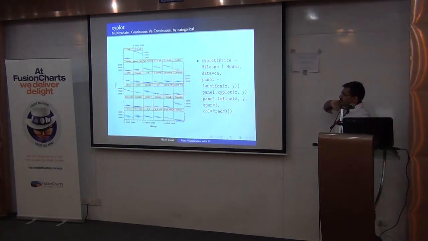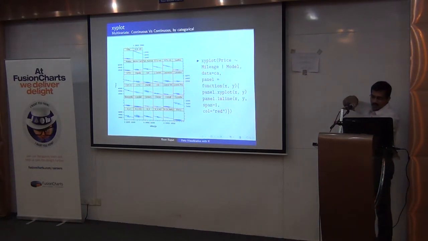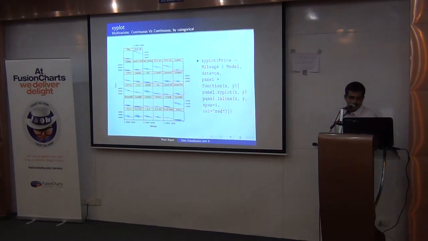In a model line, x versus y. Span equal to 1 means that each regression line is going to span a single model. You could actually change the layout and say that I want this regression line to span across 2 plots and so on and so forth as well. Okay? So that can also be done. And then I'm coloring it and so on.